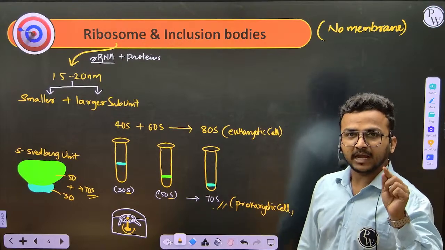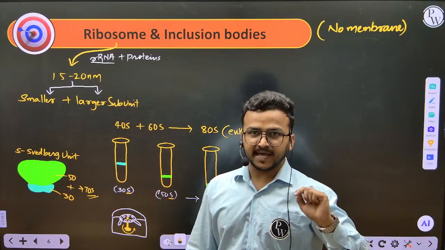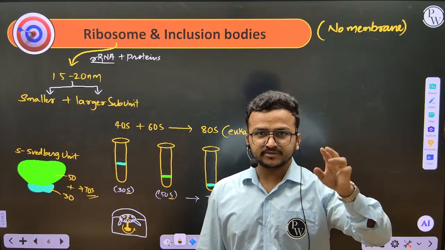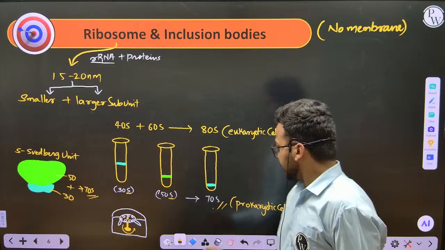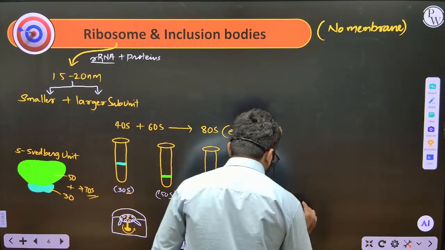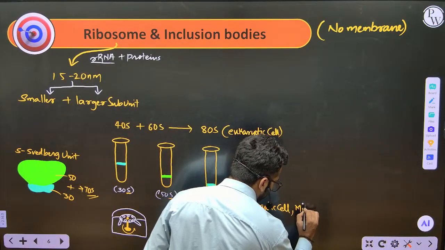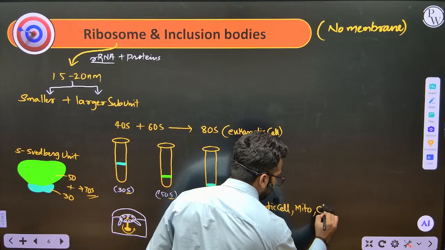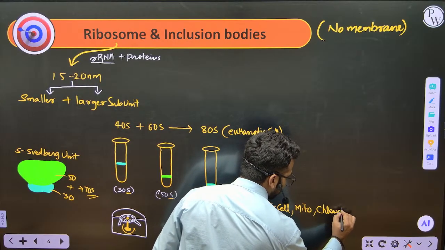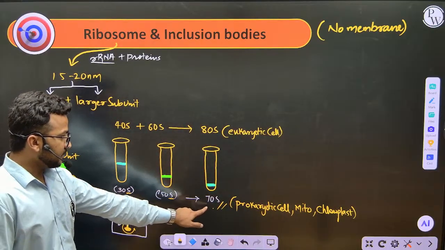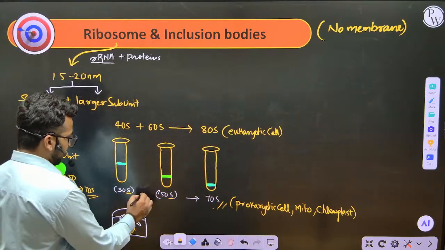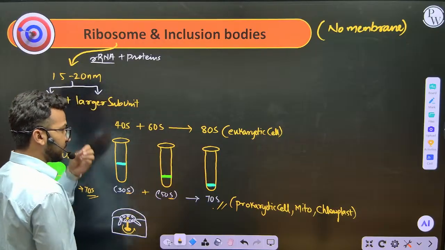And there are some ribosomes which are present in chloroplast. Those are organelles which we will be seeing in eukaryotic cell. So in that also it will be 70S. So prokaryotic cell, and even in mitochondria and even in chloroplast, the ribosome will be measuring 70S, made of 30S plus 50S, same it will be.